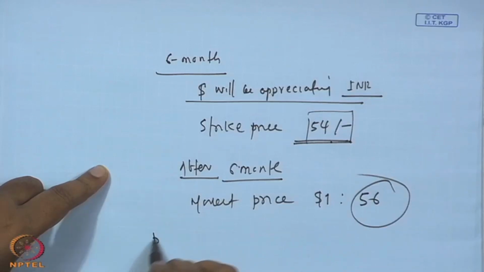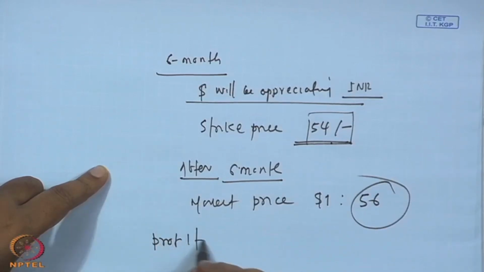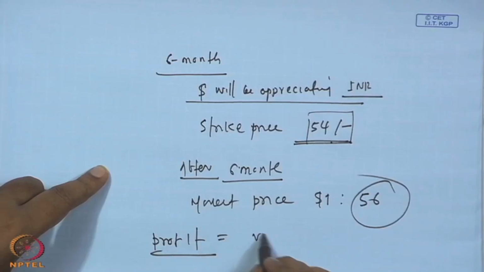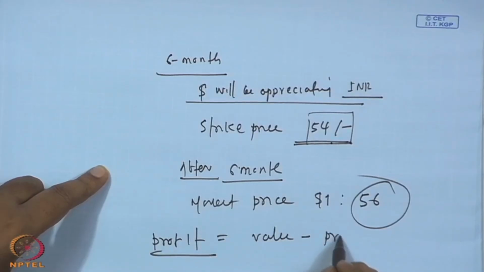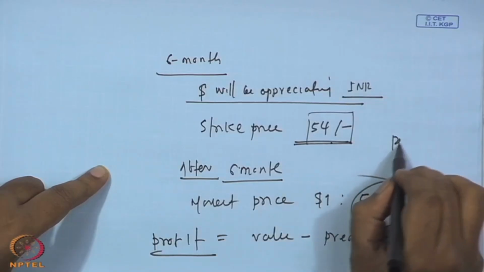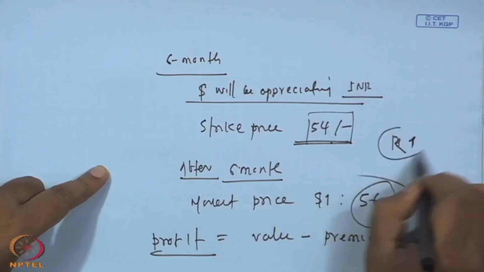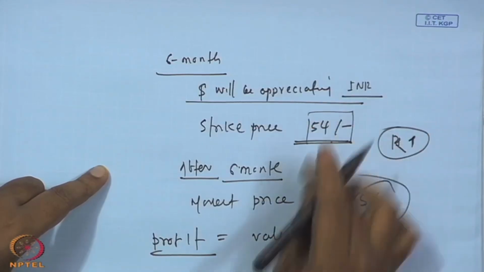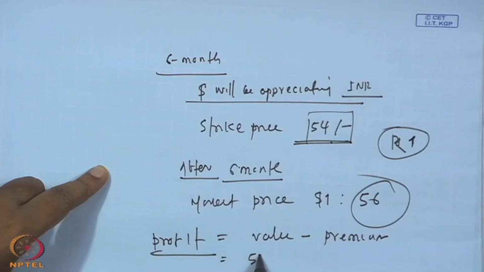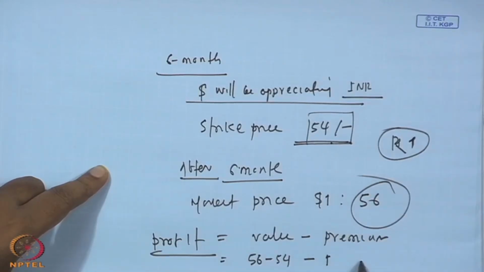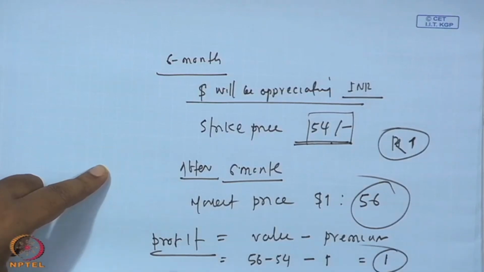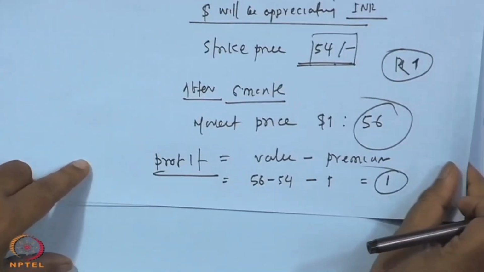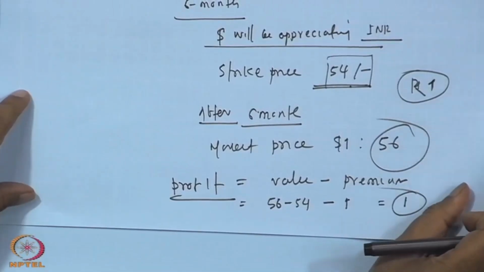So that is my profit, but I have to pay a premium for that. My profit depends upon the value minus the premium. Suppose here I paid a premium of 1 rupee per dollar per contract. The market value is 56 minus the strike 54, and I paid a premium of 1 rupee, so my profit will be 1 rupee per dollar. This is the profit position of the call options buyer.